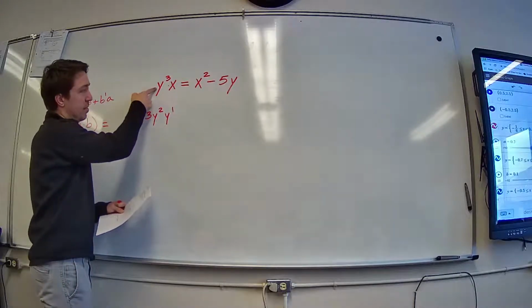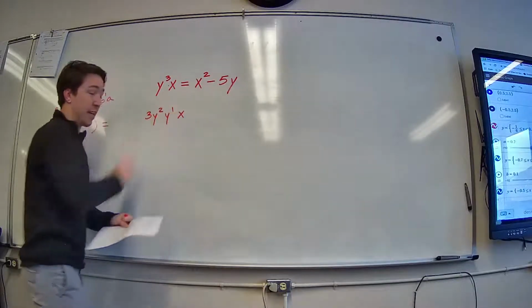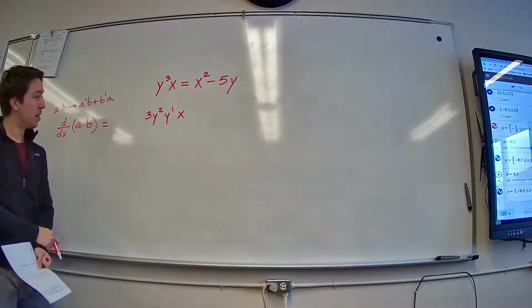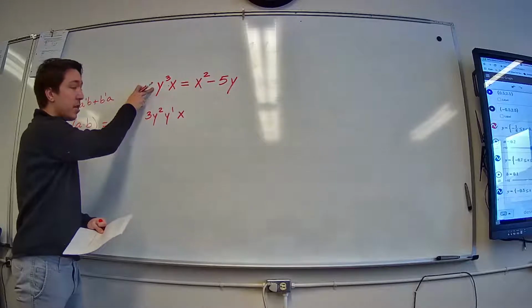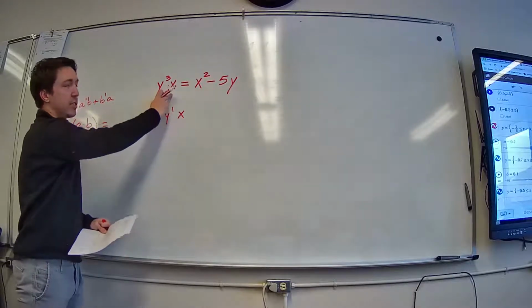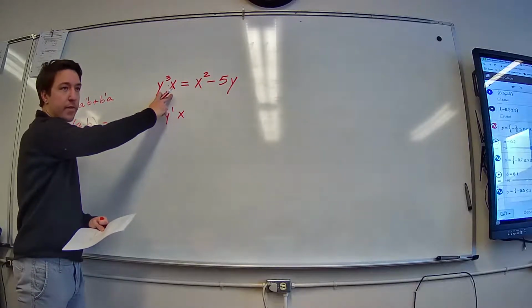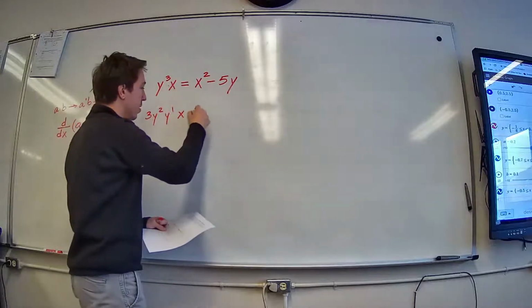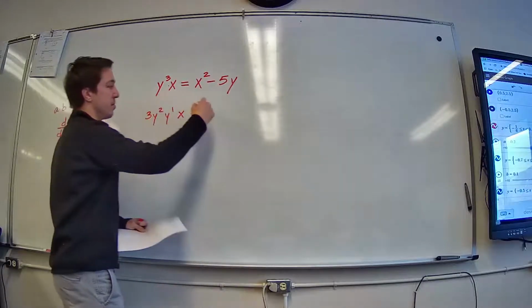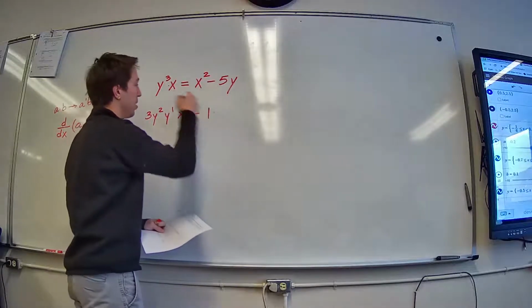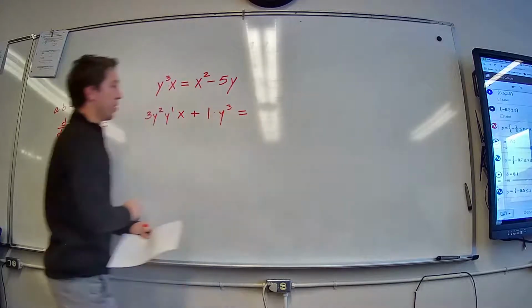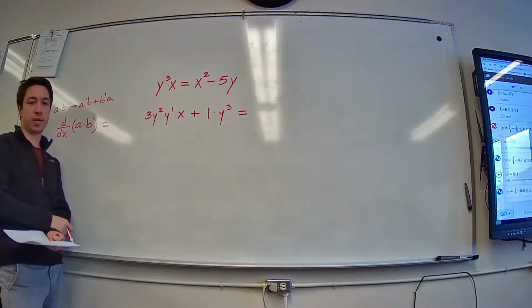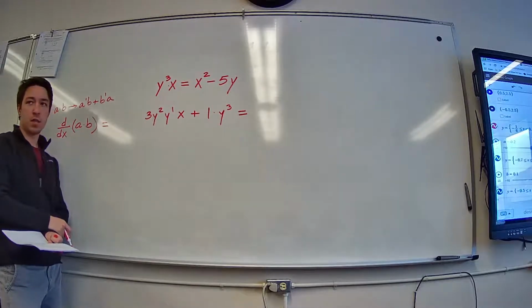So, the derivative of y cubed is 3y squared y prime. So it's the derivative of the first times the second. Look at that first term: 3y squared y prime, that's the derivative of the first, times x, which is just the second, not differentiated. And then you go plus, what's the derivative of x? 1 times y cubed. Okay, so before I move on, any questions on that derivative there?